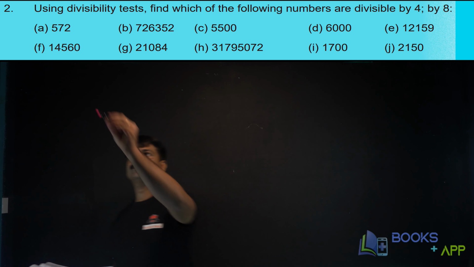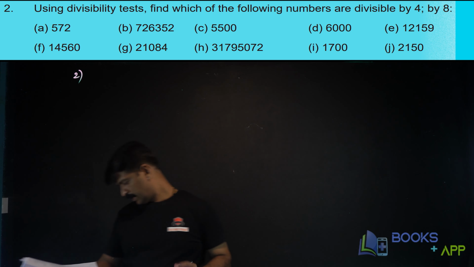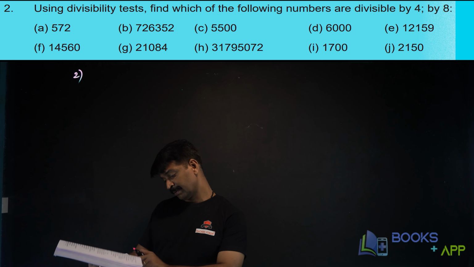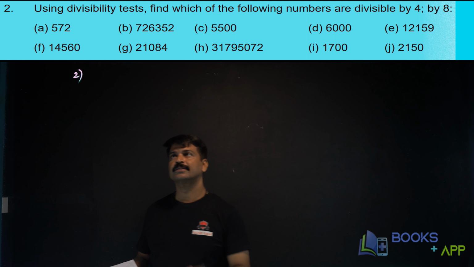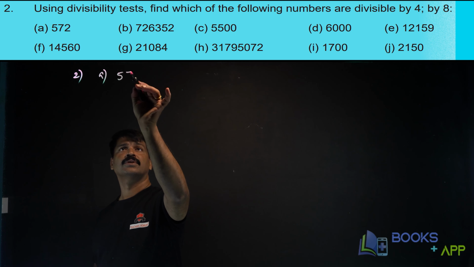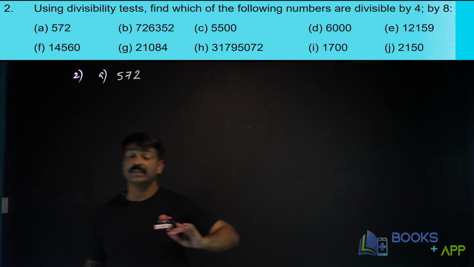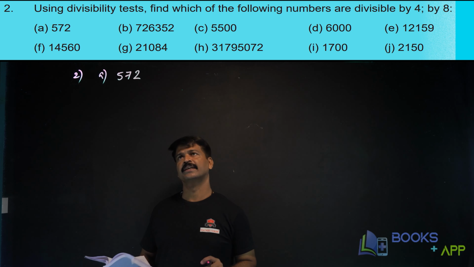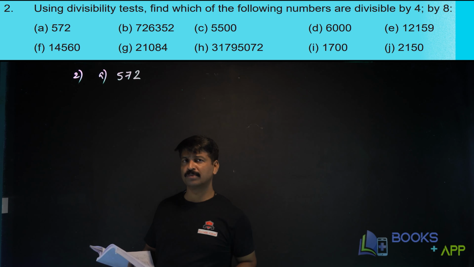Let's read question number 2. Using divisibility test, determine which of the following numbers are divisible by 4 and by 8. First question. The first one is 572. We have to check whether 572 is divisible by 4 and divisible by 8. Let us first check whether it can be divisible by 4.